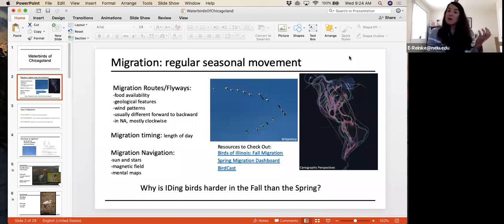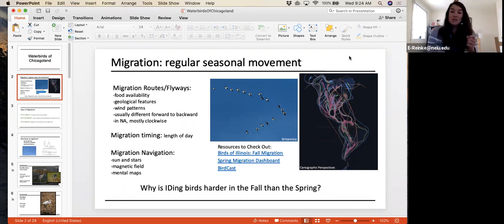And in North America, this tends to be a clockwise migration. So in the fall, they're moving towards the east part of the US, or if you're looking at my video, it's east this way. And in the spring, they're flying up west. So it's like a clockwise movement, essentially.